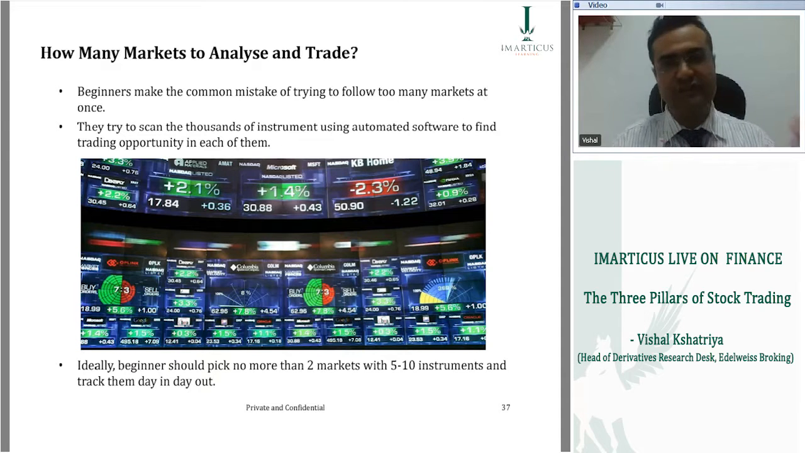When you decide that I'm going to trade only these 5 stocks, you will keep looking at these particular stocks on a daily basis and you will get the hang of the stock. Oh, you know what? This stock, whenever it goes down to one particular level, it starts going up. From that particular level, it starts going down. This way, it helps you capitalize and get more confidence in your trading activity.